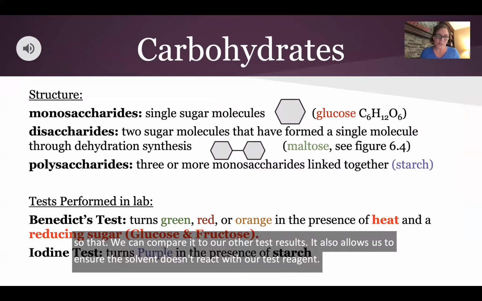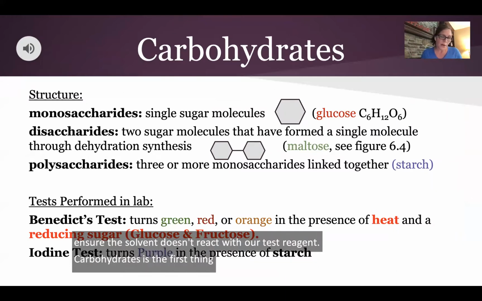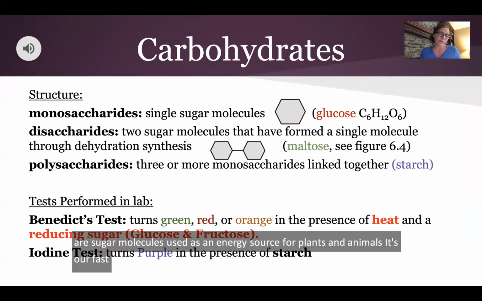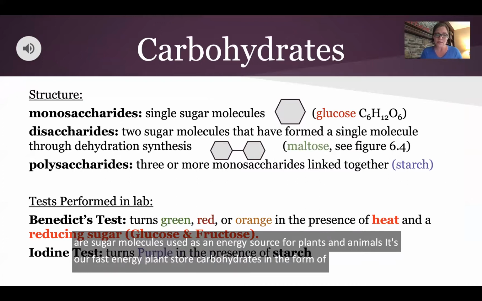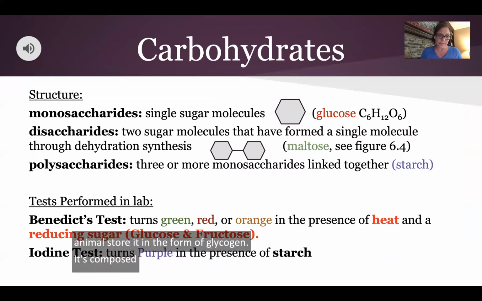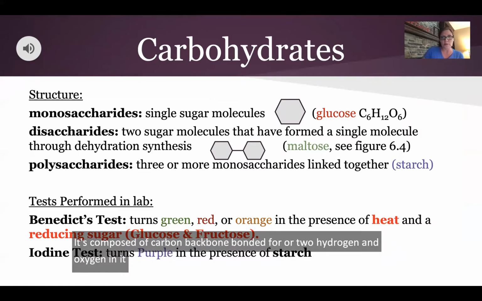Carbohydrates is the first thing we're going to talk about. Carbohydrates are sugar molecules used as an energy source for plants and animals. It's our fast energy. Plants store carbohydrates in the form of starch, and animals store it in the form of glycogen. It's composed of a carbon backbone bonded to hydrogen and oxygen, and it forms a ring structure, as we see here.